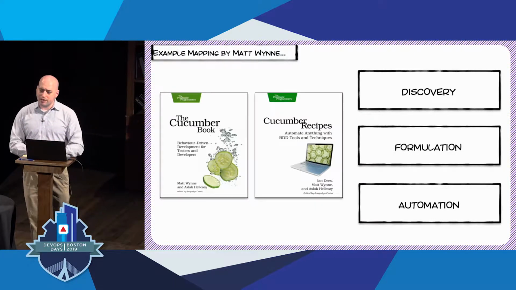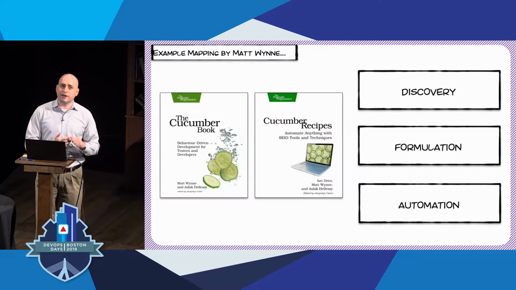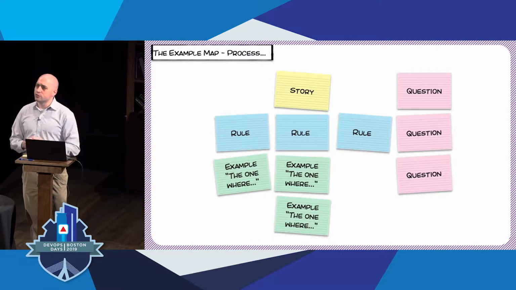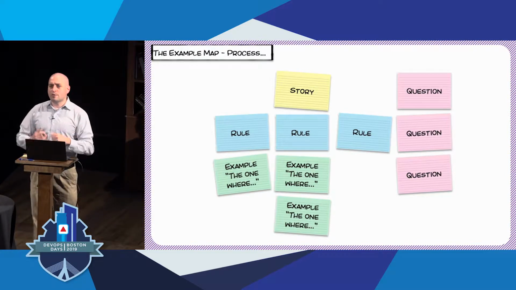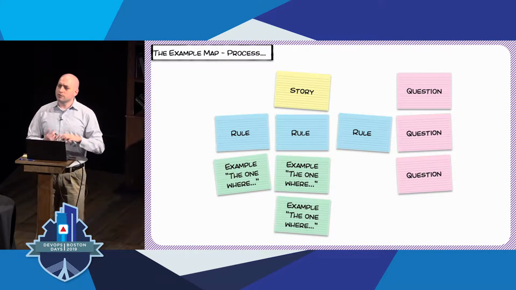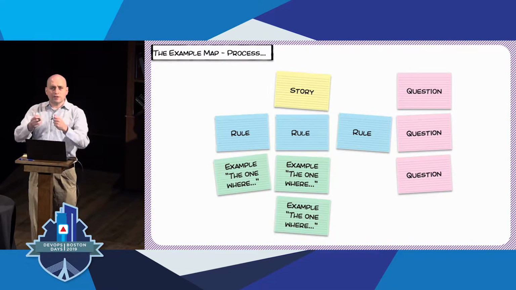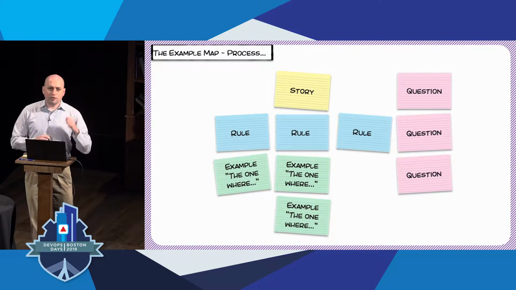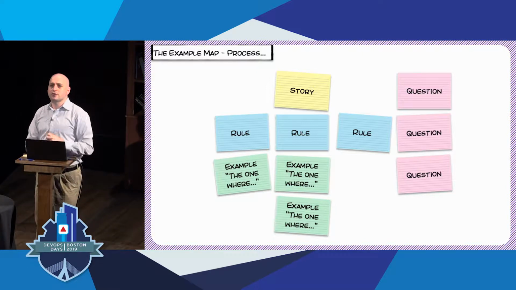This was originally designed by Matt Wynne as a form of BDD for discovery, formulation, and finally automation of those requirements. How do you actually do it? Well, you start with a story or a requirement. You have representatives of the team, similar to a Three Amigos or a specification workshop, or your business analyst, developer, tester, product owner. For that single story, you're going to first define on those blue cards the business rules, the acceptance criteria. Think of this as the business logic the developers are going to take with them.